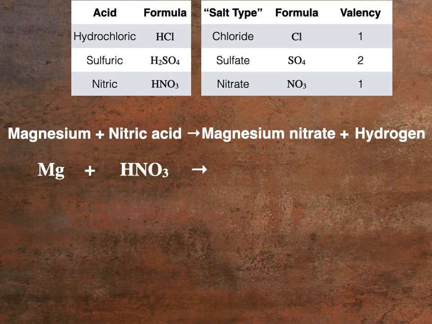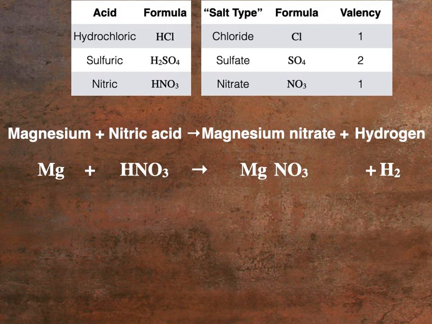Hydrogen, well, hydrogen is diatomic, it ends in gen. So, all we've got to do is work out the formula for magnesium nitrate. So there's magnesium. What about nitrate? Well, there it is in the table at the top, it's NO3.